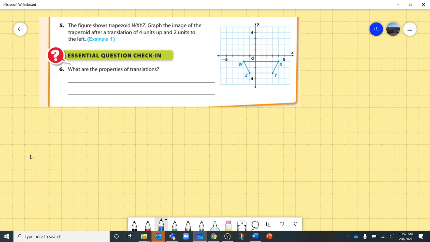So just looking at this example for number 5, the figure shows trapezoid WXYZ. That's this figure down here. Graph the image of the trapezoid after translation of 4 units up and 2 units to the left.